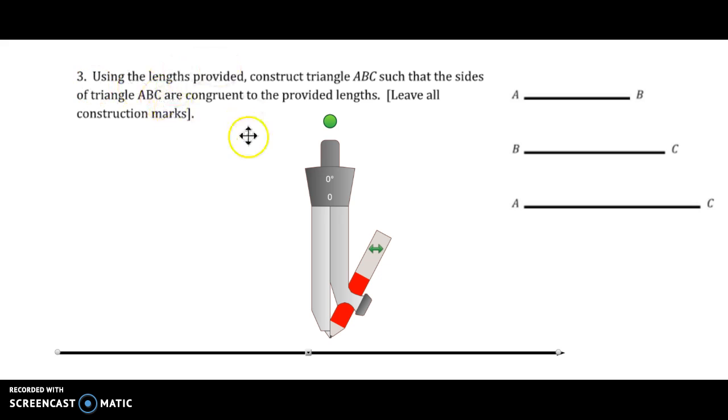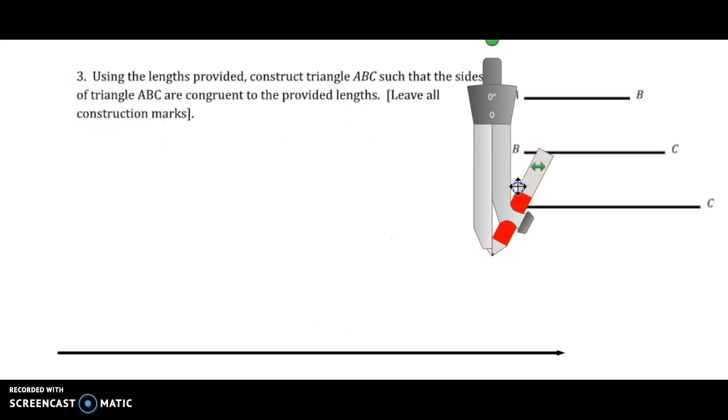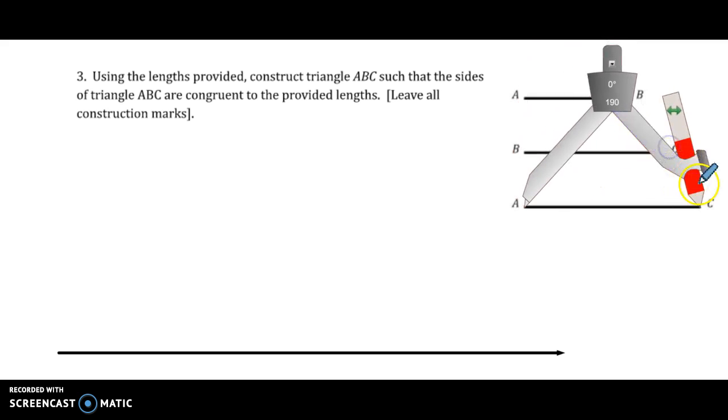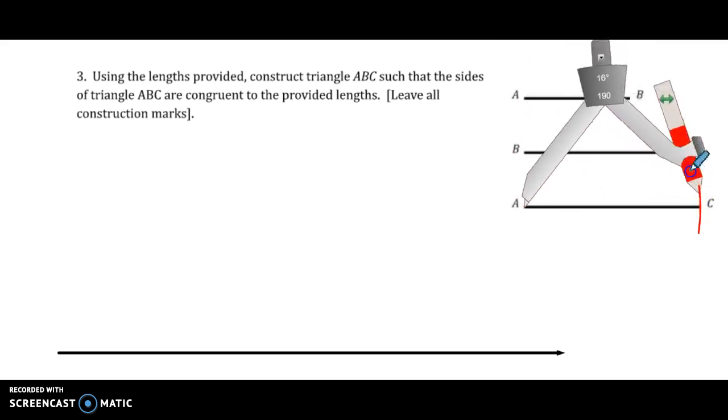So for number 3, using the lengths provided, construct a triangle ABC such that the sides of triangle ABC are congruent to the provided lengths. Again, please remember to leave your construction marks as they are your work. So this arc I just made here in red, that is my work, to show that I didn't just use the ruler, that I did actually do the construction.